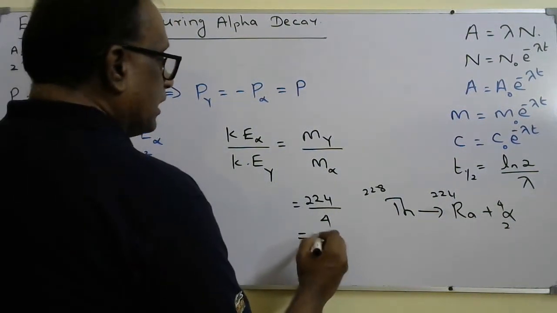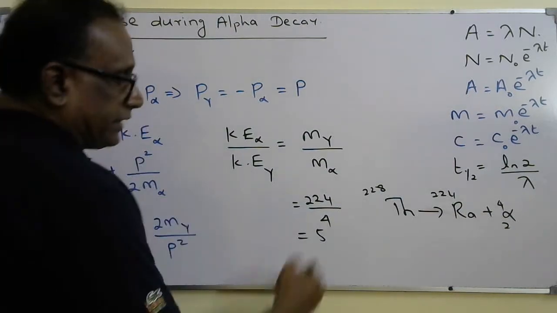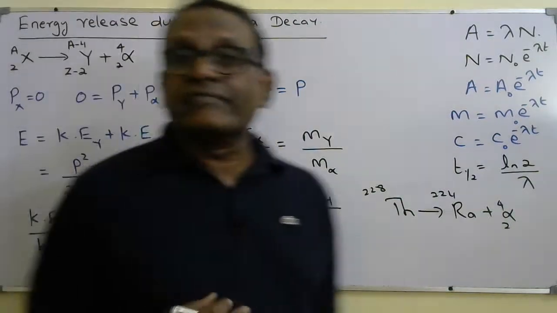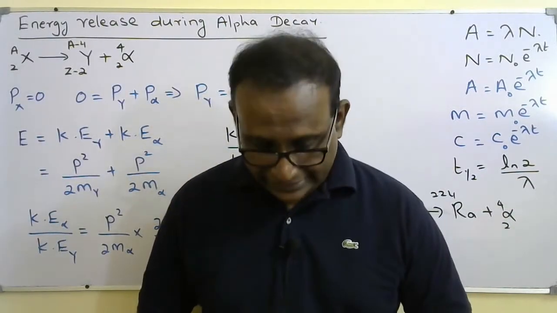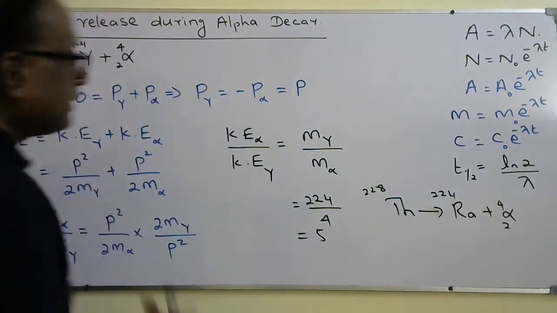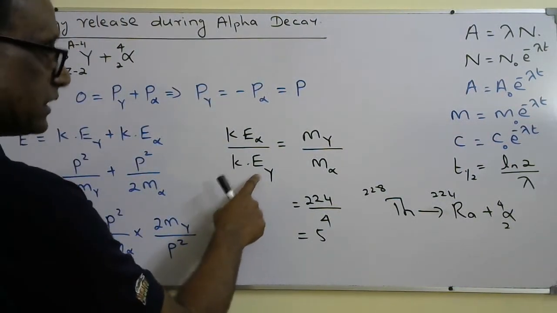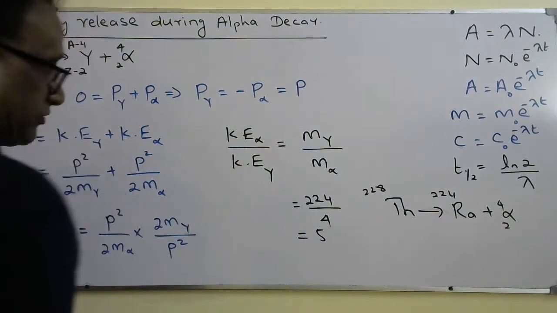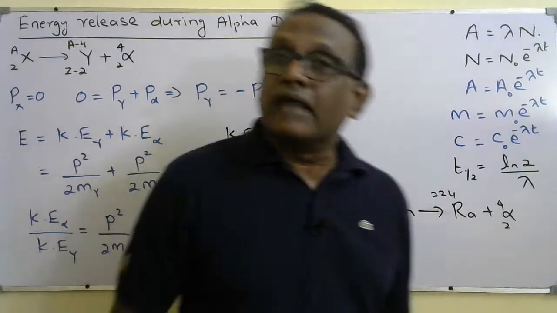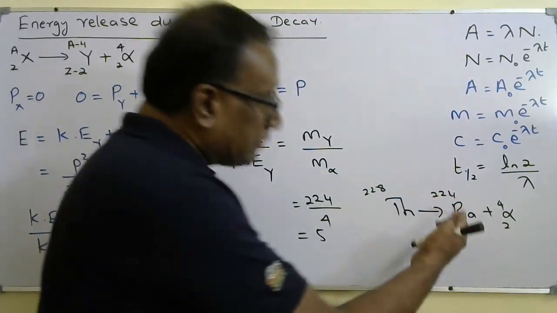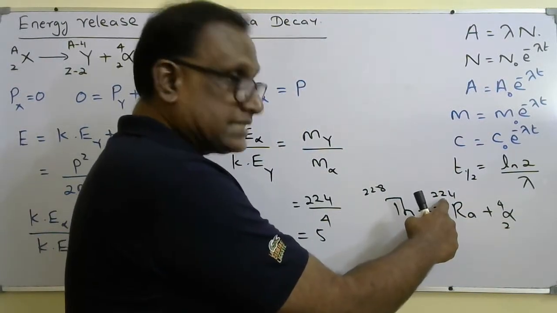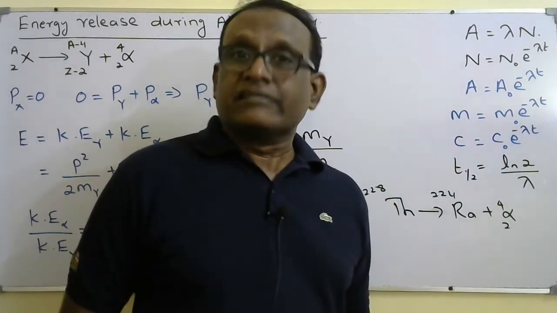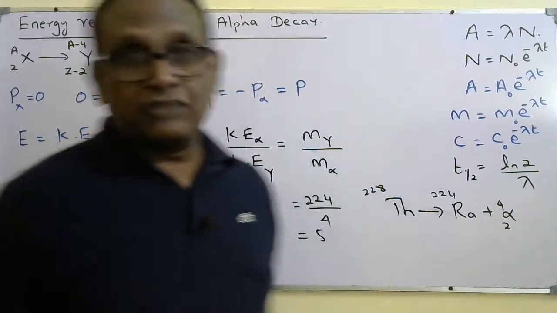It's actually almost 5 point something, like 50 times greater. Understand? So that's the reason most of the energy released will be taken by the alpha particle. Better remember, the ratio of the kinetic energy of alpha to the kinetic energy of the daughter nucleus is the other way around: mass of the daughter nucleus to mass of the alpha. In most alpha decays, the mass of the daughter nucleus is reasonably larger compared to the mass of the alpha. So most of the energy released will be taken by the alpha particle.